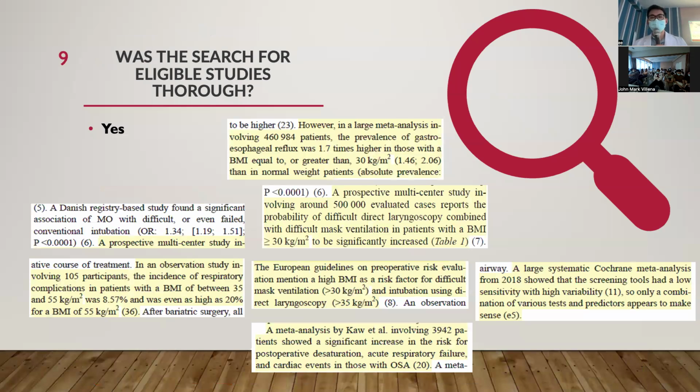Next, was the search for eligible studies thorough? The answer is yes, given that a comprehensive search of the literature is important to ensure that relevant studies, both published and unpublished, are not missed. A thorough search for the published literature should include use of electronic medical databases such as Medline, EMBASE, the Cochrane Library, which was exemplified by the journal.